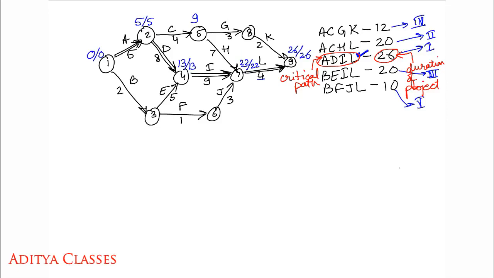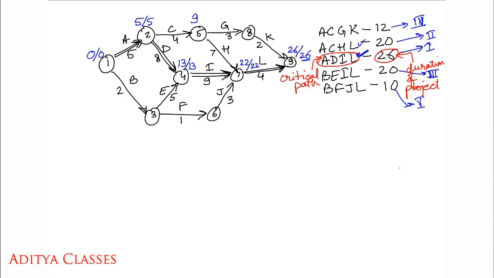Then this 22 plus 4 would give me a 26 and I reach here. Fine. Now the forward pass is done on ACHL. Now let us start the backward pass on ACHL. Where is our ACHL? Let us start with our backward pass.